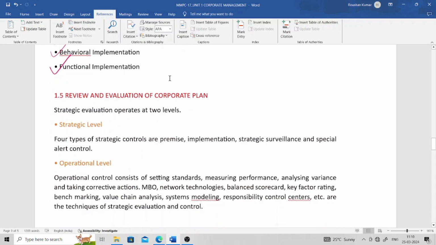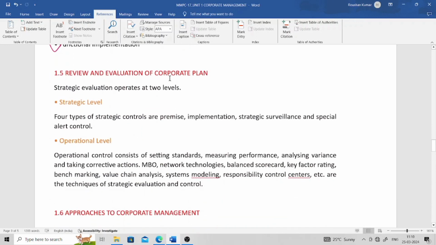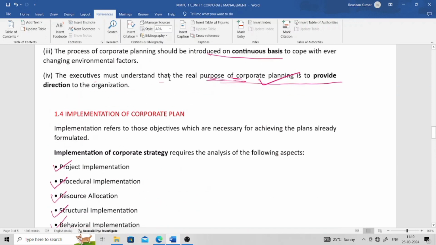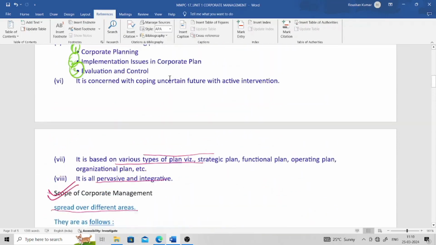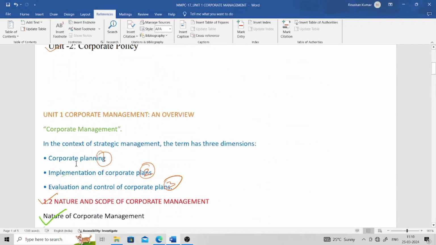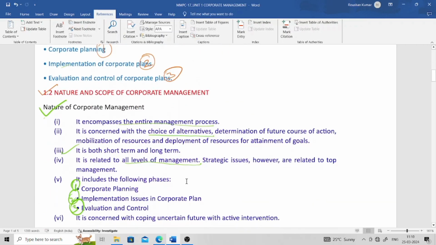Then you have review and evaluation of corporate plan. In the beginning I talked about the three dimensions of corporate management. First is corporate planning, which I explained in the previous session. In this session I explained the implementation of corporate plans, which I have already done. The next one is evaluation and control of corporate plans, which is the third one I'm going to talk about next.